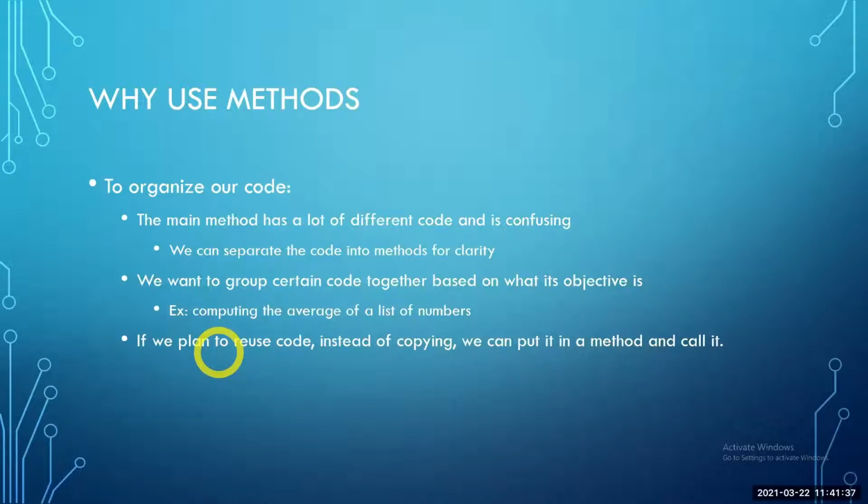Another reason is if we plan to reuse that code. So in our program, we might convert dollars to yuans in one place, and then we want to do that again in another separate location. Well, from what we currently know, we would have to write all of the same code over and over again, copy and paste it. Well, with a method, we can just write that code once, then call our method, right, in different places.